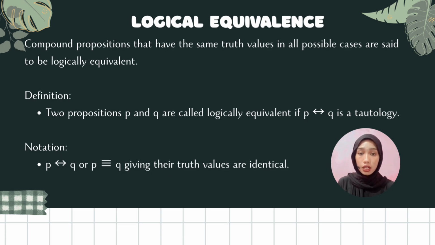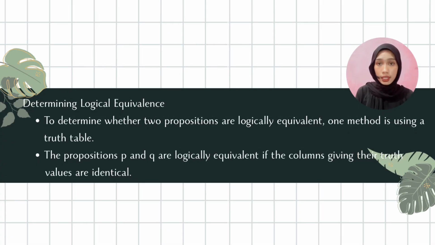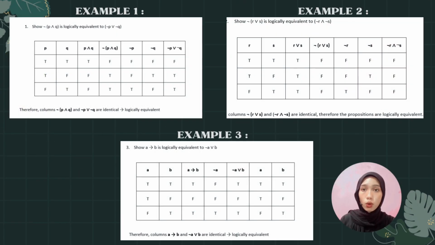As you can see here, to determine whether two propositions are logically equivalent, one of the most reliable methods is using a truth table. The propositions P and Q are logically equivalent if the columns in their truth table are identical. That means for every possible combination of truth values for the variables involved, both propositions yield the exact same final truth value. We have three examples to walk through.